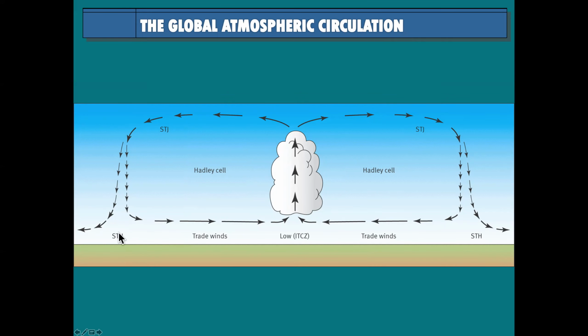That is high pressure, or STH, subtropical high. High pressure, good weather, clear skies. This is where you find the majority of deserts on Earth. ITCZ, low pressure, wet weather. This is where you find the majority of tropical rainforests on Earth.